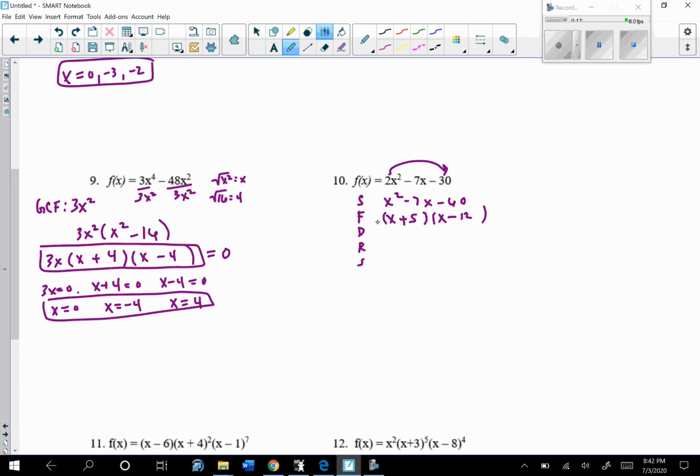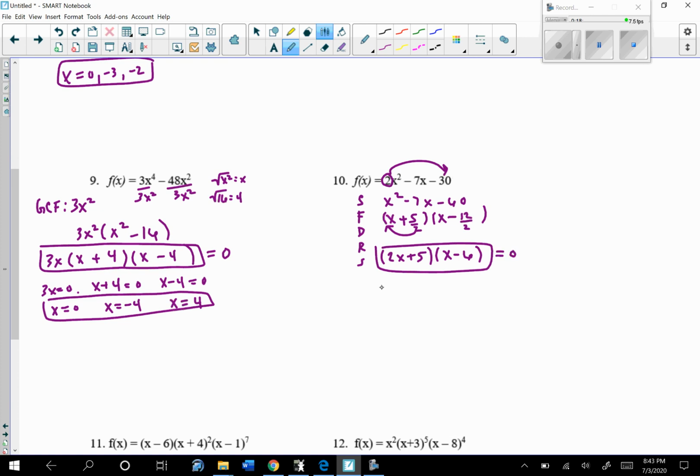Remember, D stands for divide, because if I FOIL this out right here, that does not equal this equation. So I have to take what I moved, which was the 2, and divide it back out by those numbers. And then R stands for reduce. So this doesn't reduce. If it doesn't reduce, you swing that number in front. So 2x plus 5. 12 over 2 does reduce, so this becomes x minus 6. So this is my factored form. If you were to FOIL that, you would get this equation here.